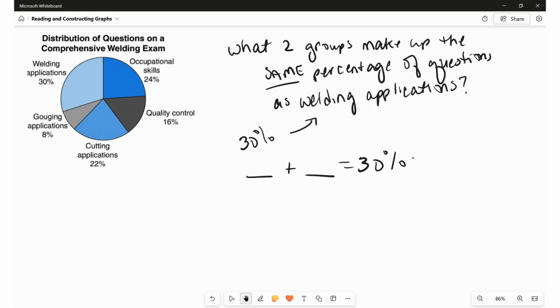Cutting applications, though. Cutting applications is 22%, and to get to 30, we would need 8 more. Well, that works. So our answer is the gouging applications and cutting applications together make up 30% of the questions.